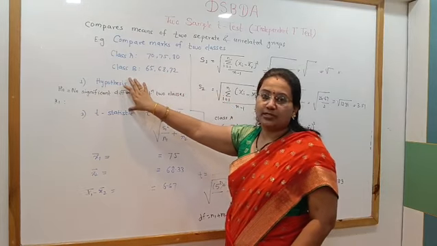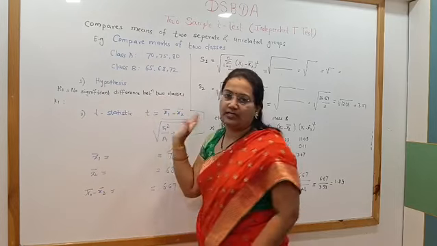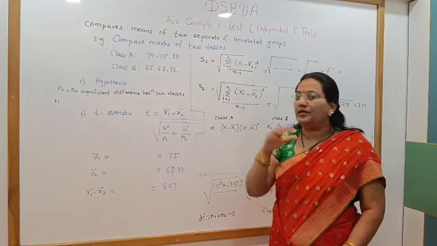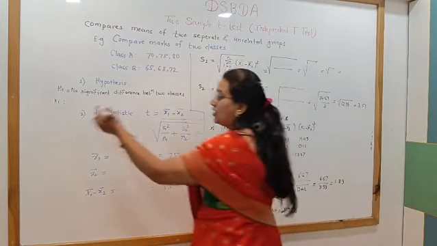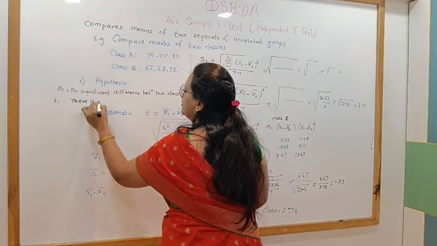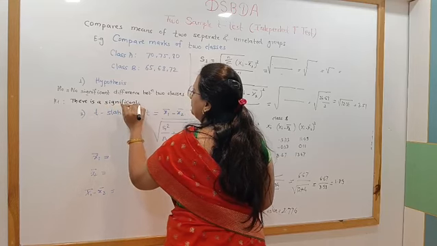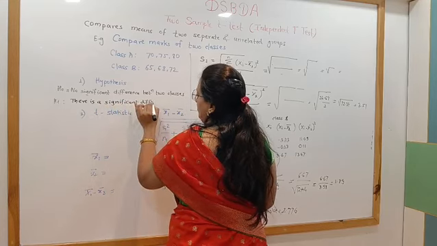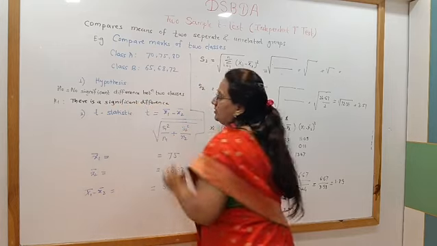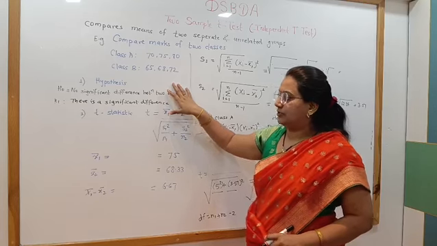So my hypothesis, first I formed the null hypothesis. This is no significant difference between two classes. First I assume that there is no significant difference. Now my H1 is, there is a significant difference between two classes. This is my alternate hypothesis. As you know, the alternate hypothesis is opposite to the null hypothesis.